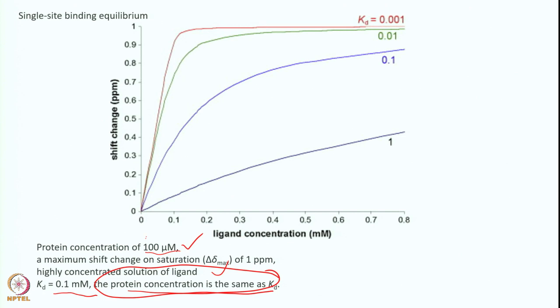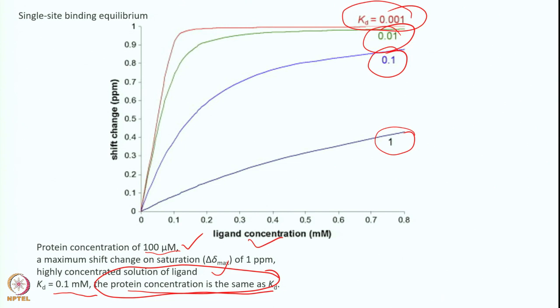Depending on how we vary the ligand concentration, you can see different saturation curves. Here it is going up with a KD of typically 1. If the ligand saturates the protein quite easily, the KD is 0.001, and in different cases one can simulate the KD with these typical parameters. So that is single binding site KD calculation with the shift change.